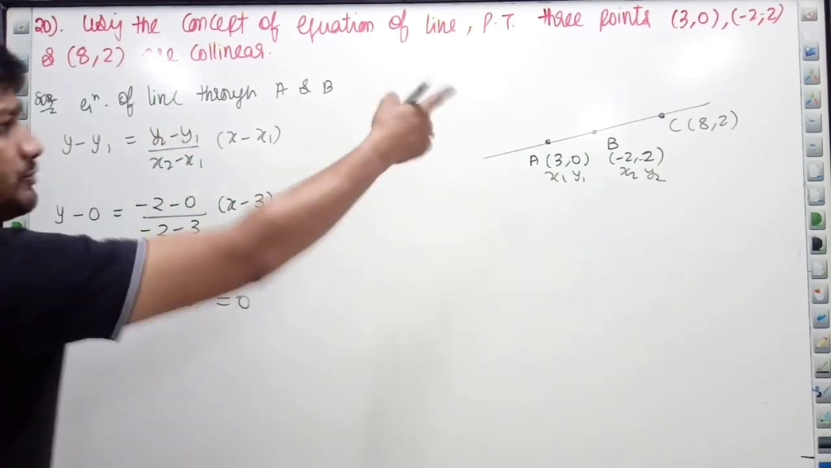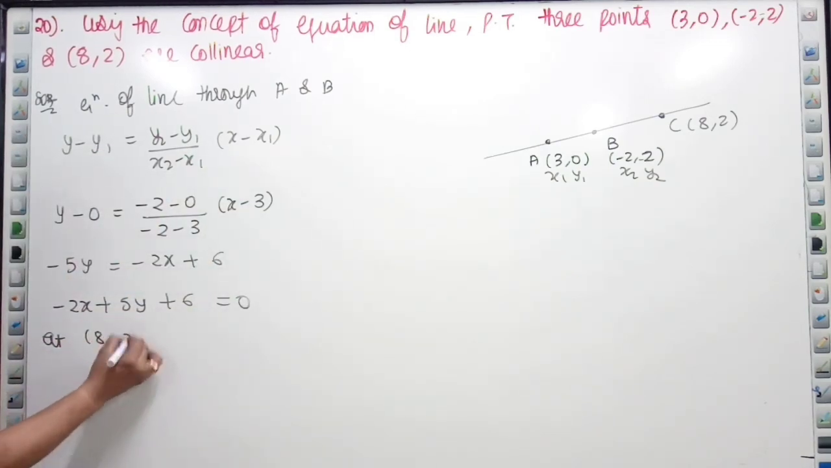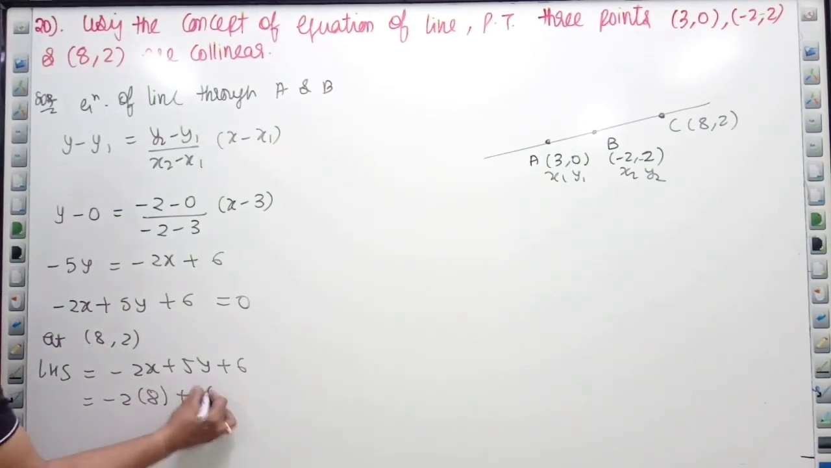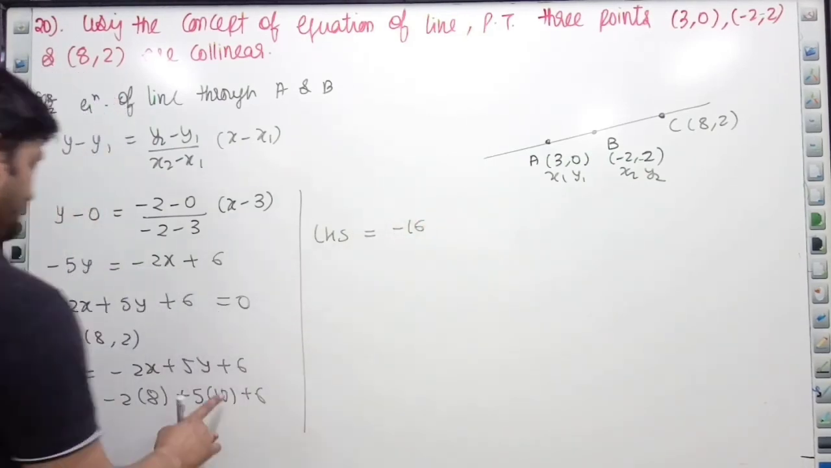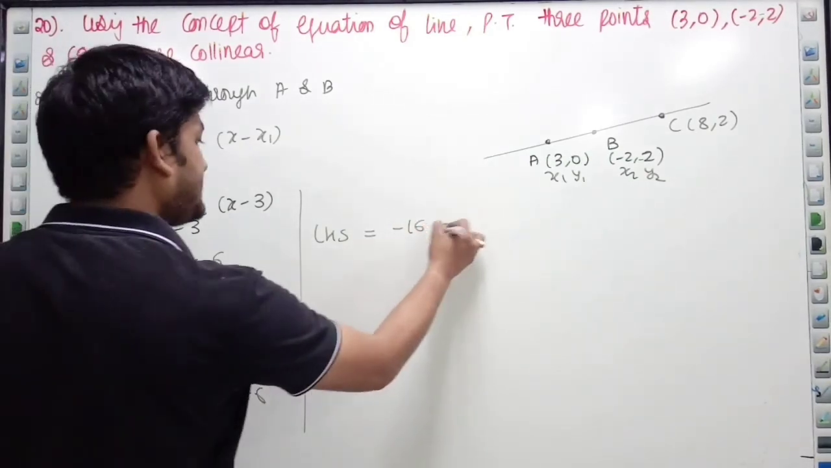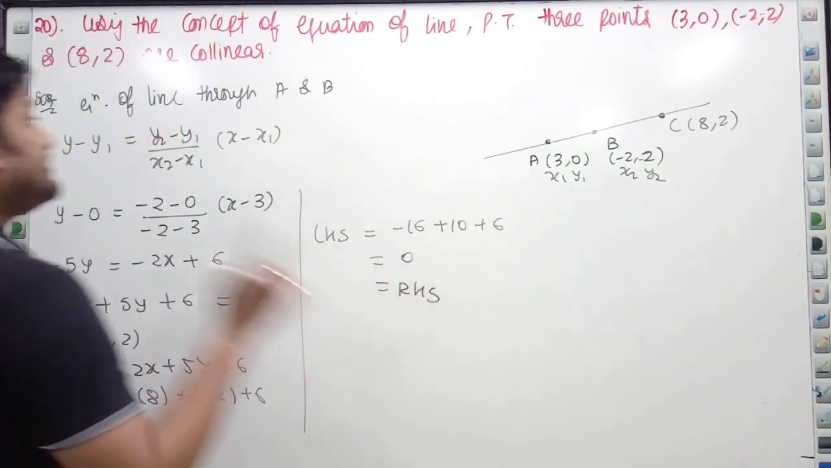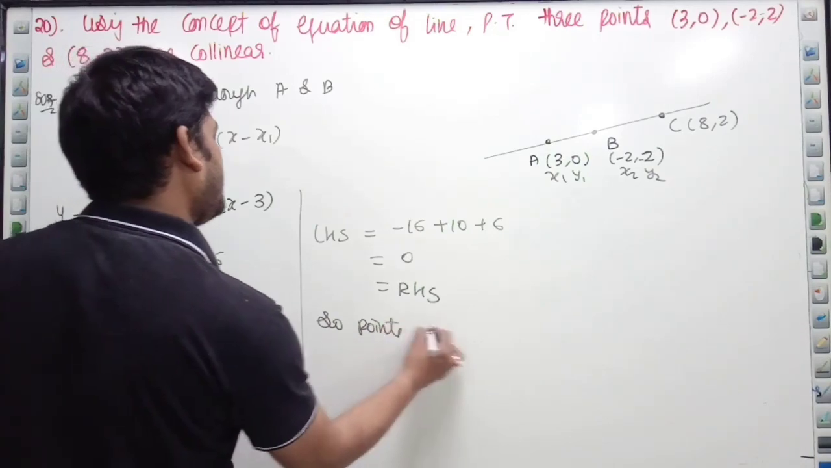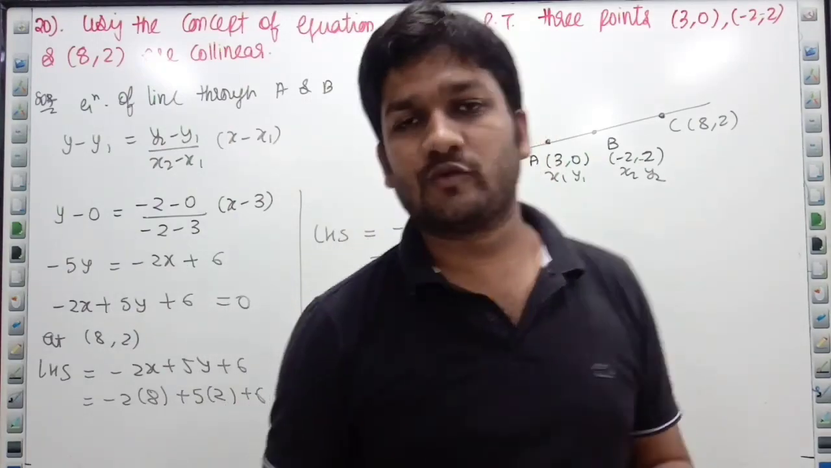Now the third point is 8, 2. If it satisfies the equation, it means it lies on the line. So at 8 comma 2, LHS is minus 2x plus 5y plus 6: minus 16, plus 10 plus 6, that is 0, equal to RHS. Means the third point satisfies the equation, so the points are collinear. I hope all questions are clear. Thanks for watching the video.